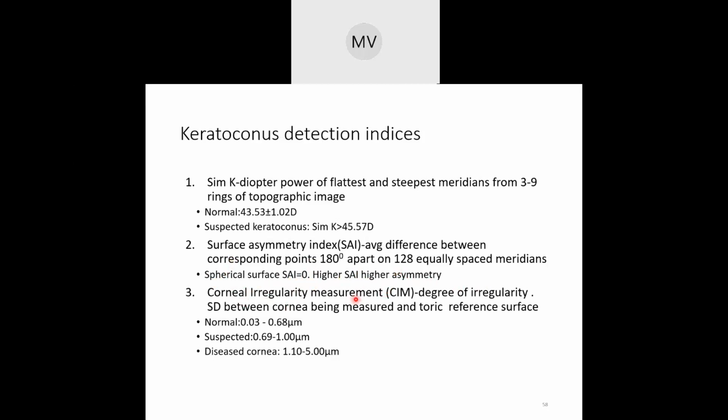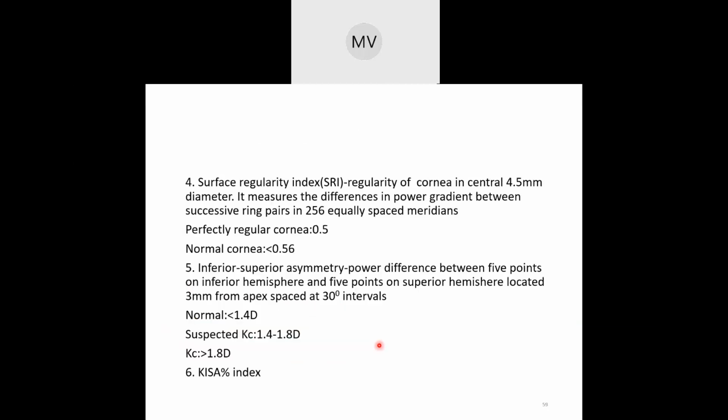Corneal irregularity measurements: degree of irregularity, standard deviation between the cornea being measured and toric reference surfaces. So if it is normal, then it is around 0.03 to 0.68 micrometer. Suspected, it will be 0.69 to 1 micrometer, and in a diseased cornea, 1.10 to 5 micrometer difference can be observed.